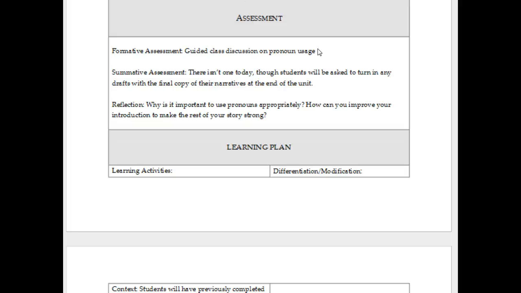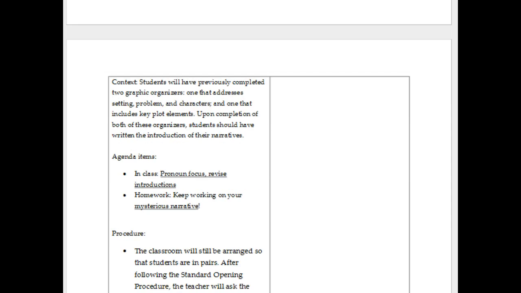Because sometimes going from what is relatively new information for them, right? They're sixth graders, they probably haven't thought much about pronoun usage before, straight into application without any independent practice might be a little bit difficult. Let me show you what I mean, okay?